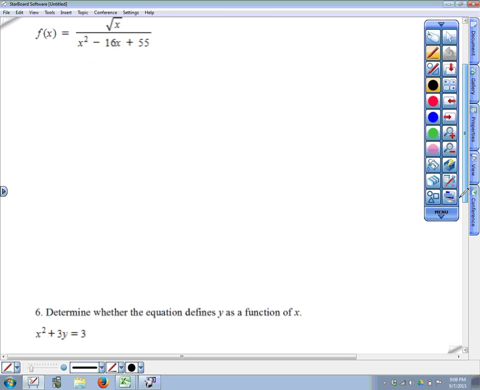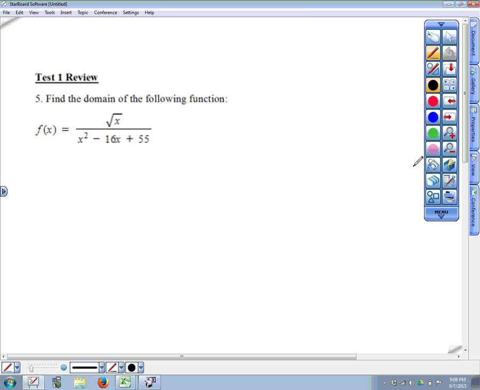Okay, question 5 here is also from section 2.1. This is another domain. Find the domain. This one's a little trickier. There are two things to consider. This is a rational function, so the denominator here cannot equal 0. We also have a square root. Now, in order to square root x, it must be true that x has to be greater than or equal to 0.